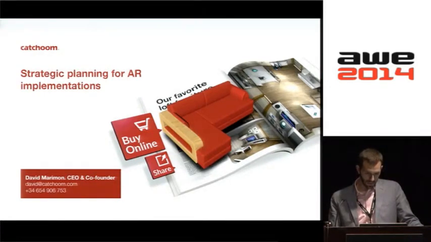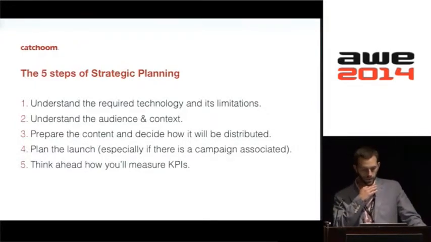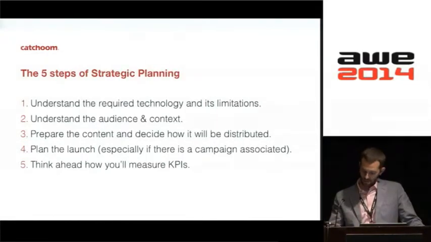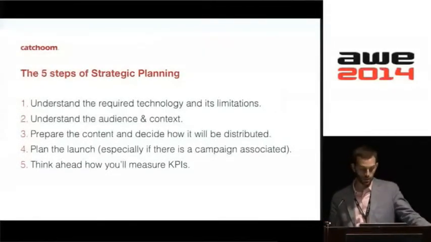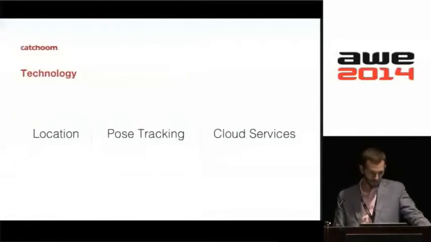So here's my pick of the 5 steps of strategic planning. One of the first steps is to understand the required technology for what you're trying to do and its limitations. Understand also the audience and in which context they will consume the content that you will produce. Then, of course, there's a step of preparation of this content and deciding how it will be distributed, which is a part that sometimes is ignored. And then, of course, plan the launch and think ahead how you will measure the success of this campaign. So let me go through a few of those.